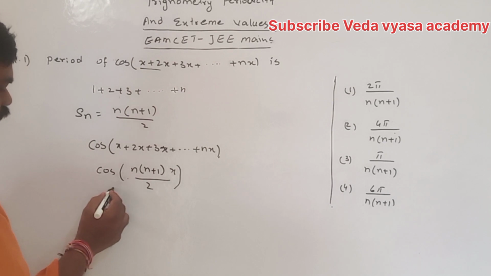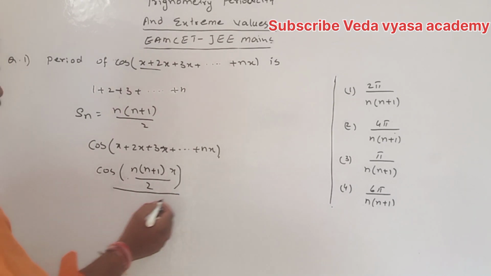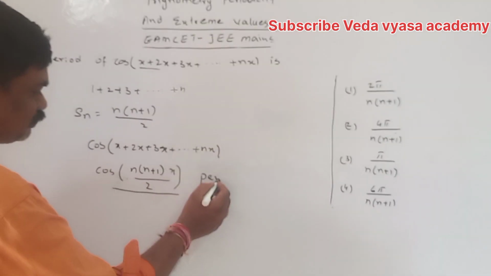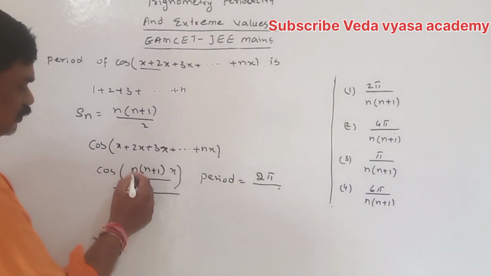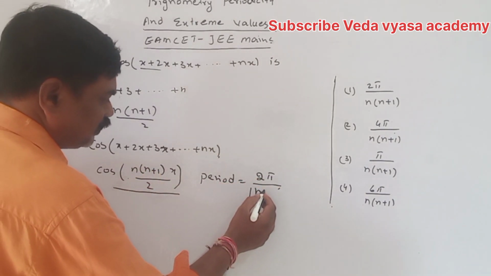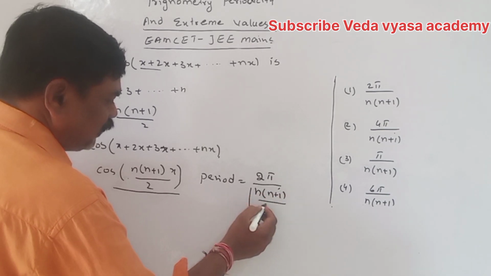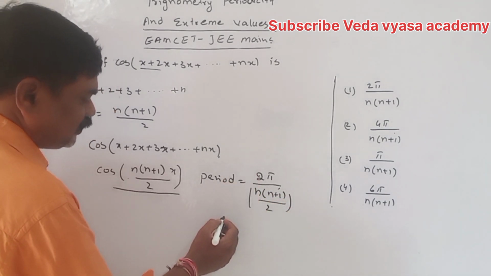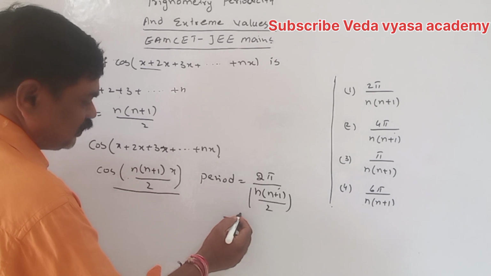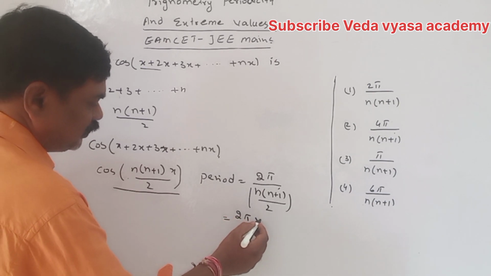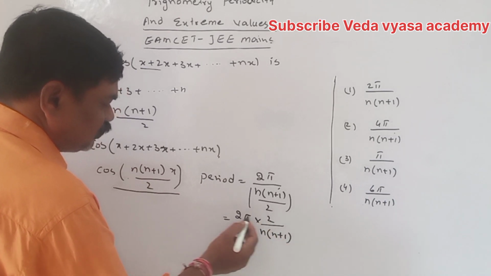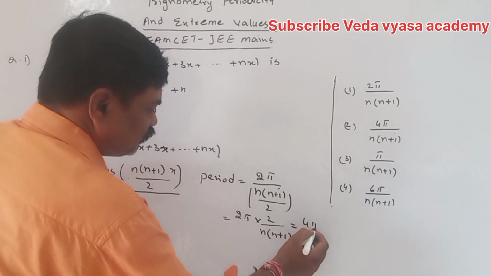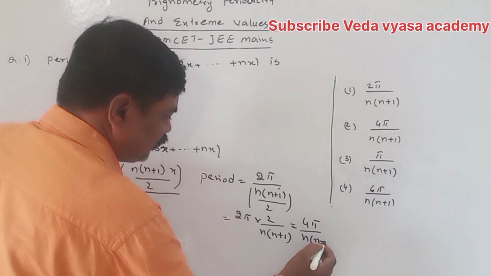Okay, all of you. What is the period of this one? The period is 2 pi by modulus of n of n plus 1 by 2. So you can write this as 2 pi into 2 by n of n plus 1. 2 into 2 is 4. So 4 pi by n of n plus 1.